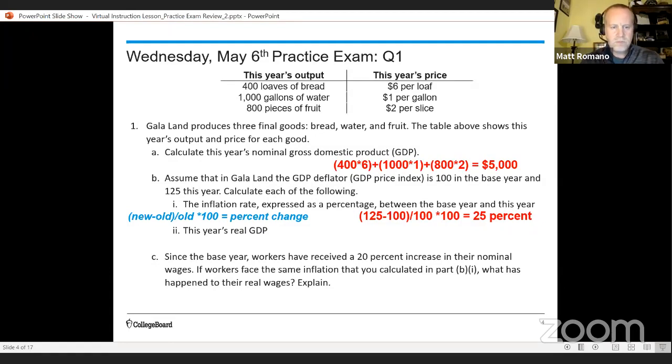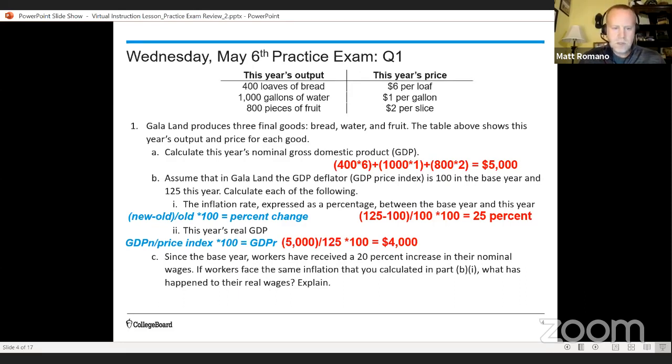All right, the second part of B, calculate this year's real GDP. So again, if I've got my scratch paper, I'm going to remind myself, how do I calculate real GDP? It is the nominal GDP divided by the price index times 100. That's going to give me real GDP. So in this case, I had a nominal GDP of $5,000. The price index that year was 125. So 5,000 divided by 125 times 100 is going to give you a $4,000 real GDP.